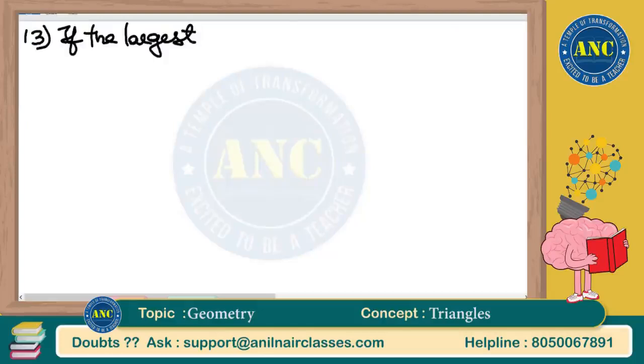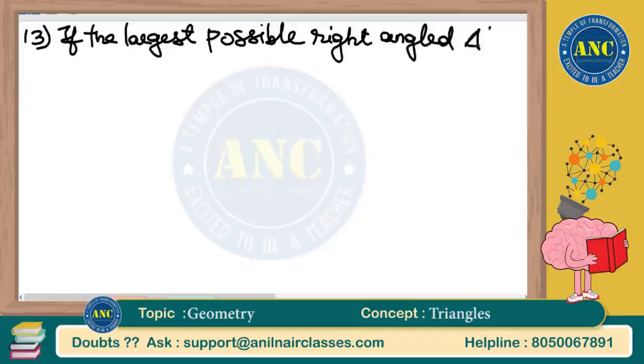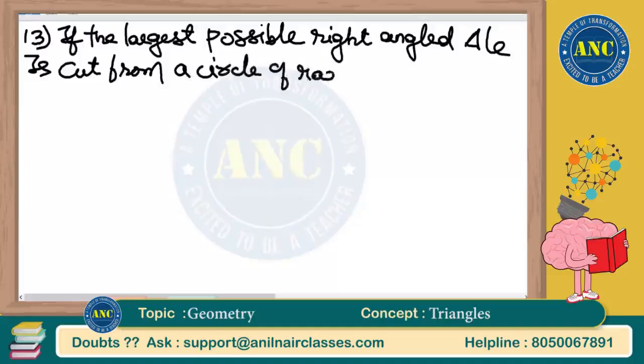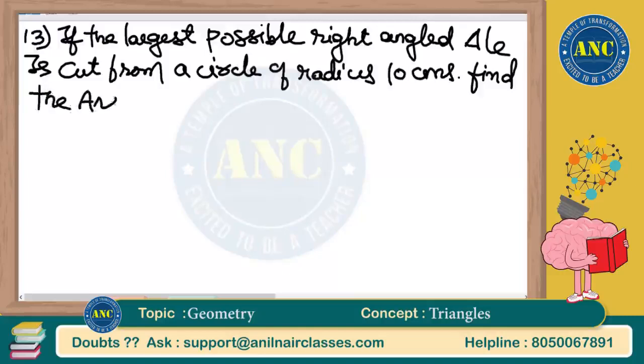If the largest possible right angle triangle is cut from a circle of radius 10 centimeters, find the area.